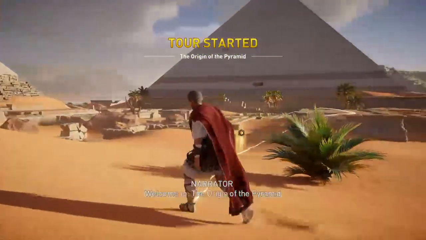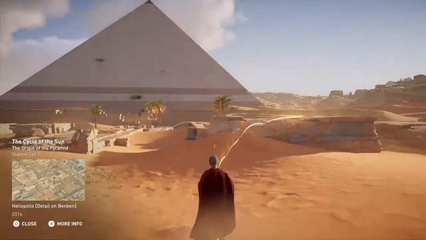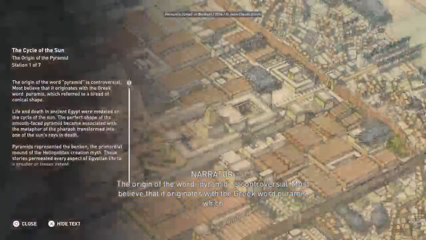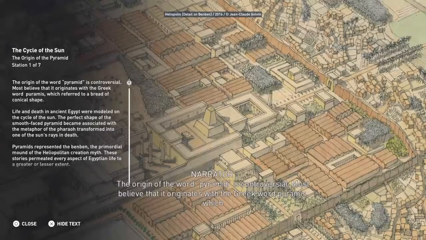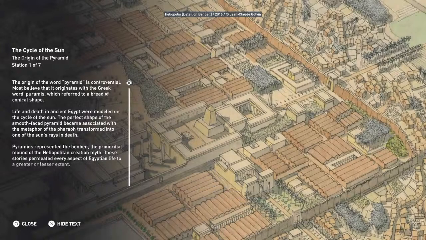Welcome to The Origin of the Pyramid. The origin of the word pyramid is controversial. Most believe that it originates with the Greek word pyramis, which referred to a bread of conical shape.